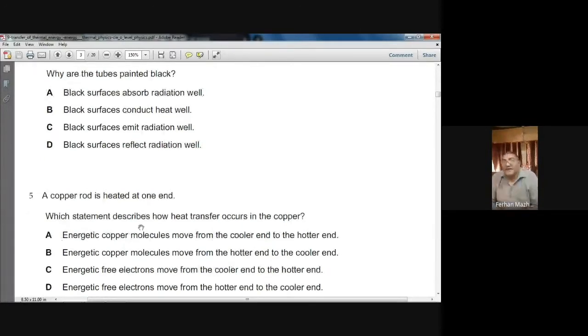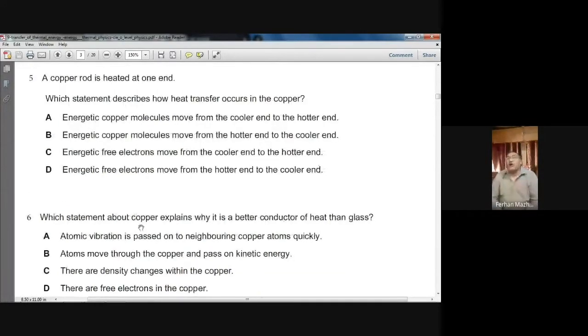A copper rod is heated at one end. Which statement describes how heat transfer occurs in the copper? Copper is a solid, and in a solid, the heat is transferred from one end of the solid to the other end by the process of conduction. Copper is also a metal. It also has free electrons.